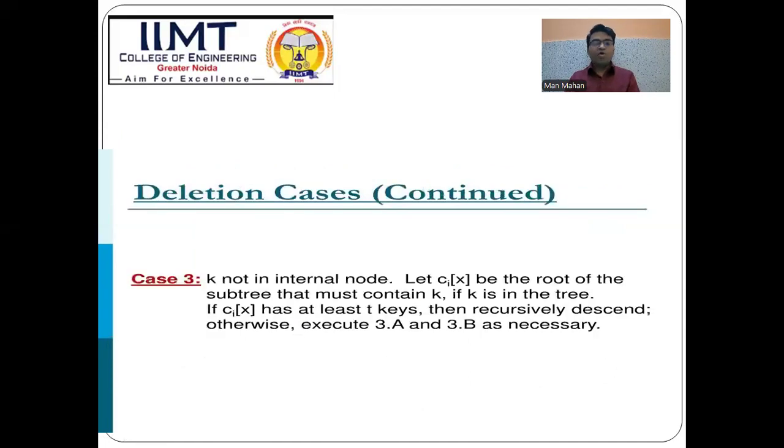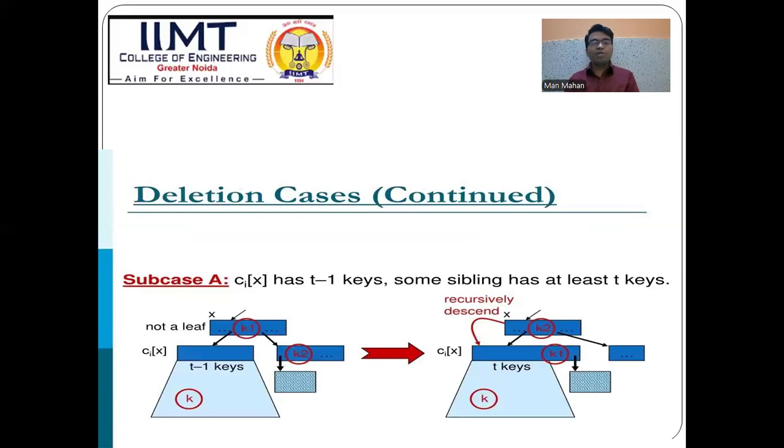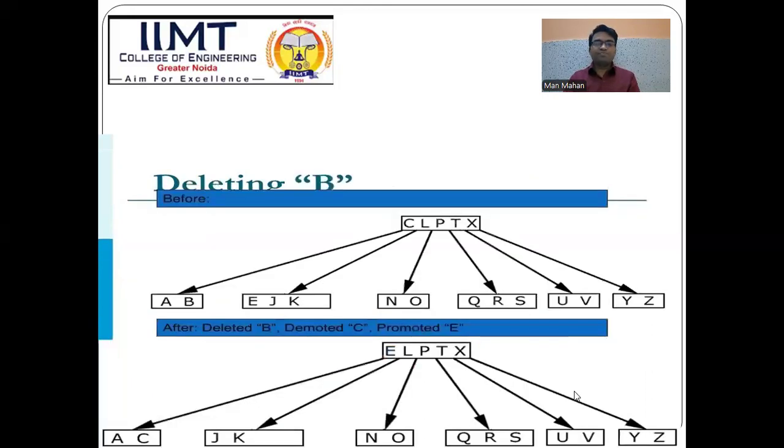Now we move on to the next case, case 2 sub case B. Ci of x has t minus 1 keys, and some sibling has at least t keys. Now we can see in the figure we want to delete the k element, and k1 and k2 is the root node of the left subtree. So we can easily recursively delete k in this way.